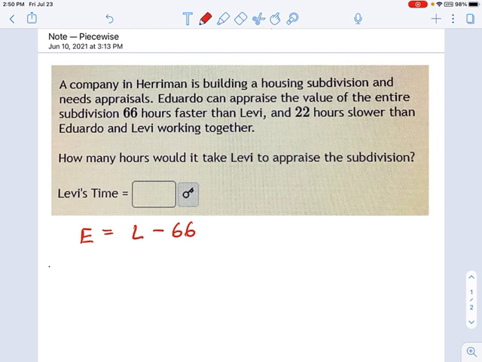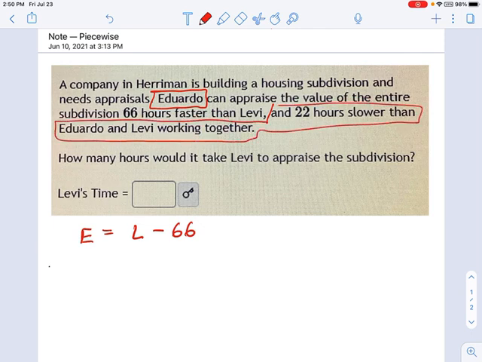And let's take the next statement. Eduardo, we're still talking about Eduardo, works 22 hours slower than Levi and Eduardo working together. So think about that as an equation. Eduardo's time compared to the total time is 22 hours slower, so that's T plus 22.